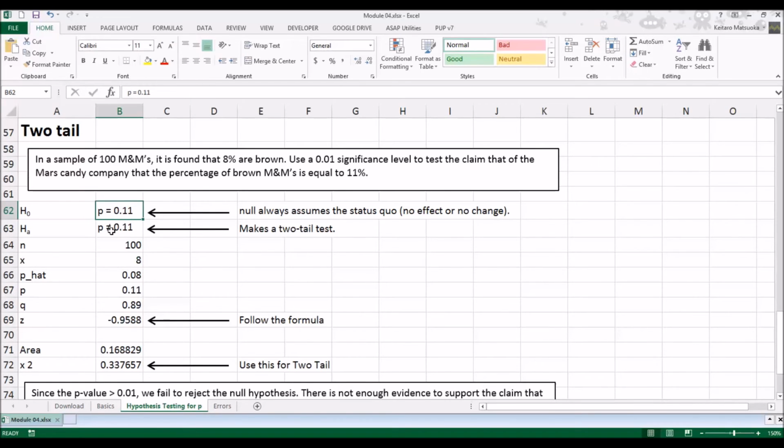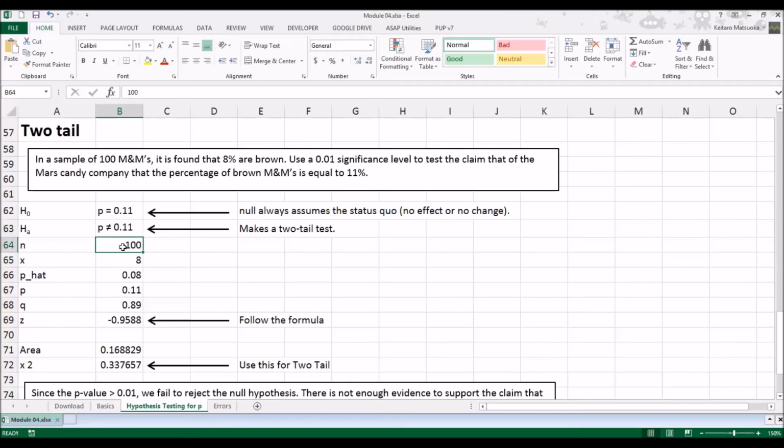Alternative is that we don't know if it's greater than that or less than that. So if you don't know if it's greater or less than, we just say, oh, but we know it's not equal to 0.11. So we just set it to not equal to 0.11. So that makes it a two-tailed test. Whenever the alternative proportion is not equal to some number, that's a clue to make it a two-tailed test.